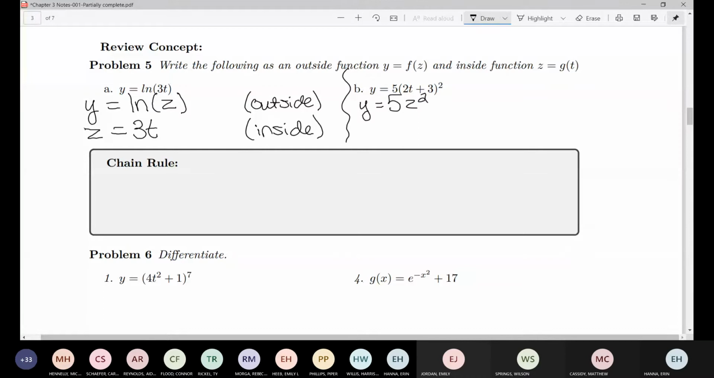I'll also do something in a second that will hopefully clear up why we want to take that squared with us, as opposed to making that part of the inside. So this would be our outside. Actually, I can say something about that too, but let me just finish this part really quick. Which would mean that the inside function would be 2t plus 3.